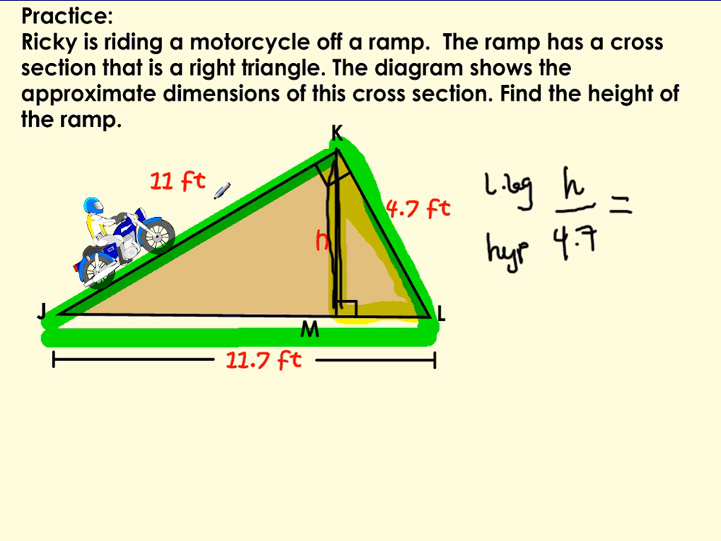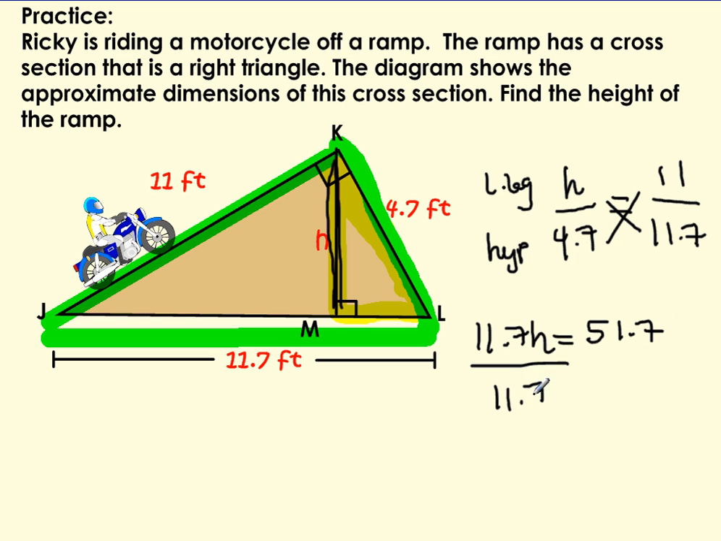So the long leg for the large green triangle is 11, and the hypotenuse is 11.7. Once we have our proportion, we can just cross multiply to solve. So I have 11.7h is equal to 51.7. And then we're going to divide both sides by 11.7 in order to solve for h. And we find out that h is going to be about 4.42 feet, since we're working with feet here.